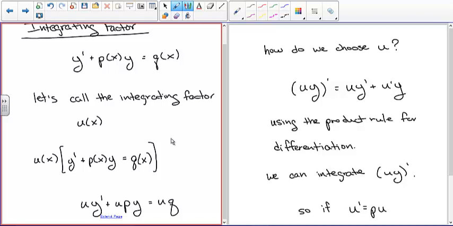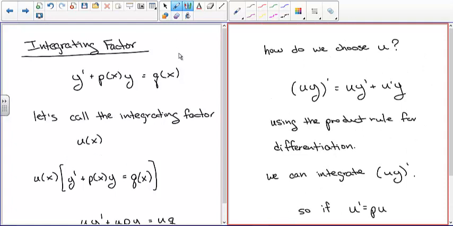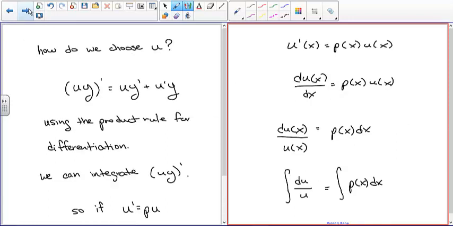So what we do is we solve this little tiny differential equation for u, and then we use that u in the bigger differential equation. Okay, so let's go to the next page. So that's how we choose u. We choose u such that this is true, and I didn't go anywhere yet.